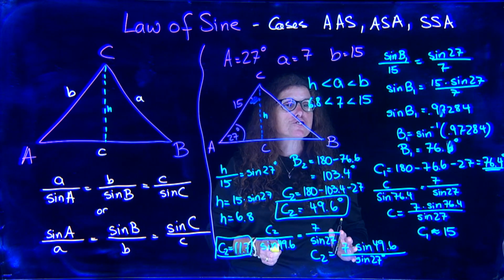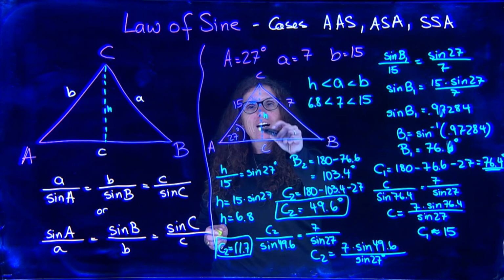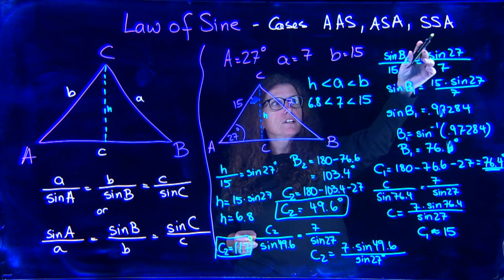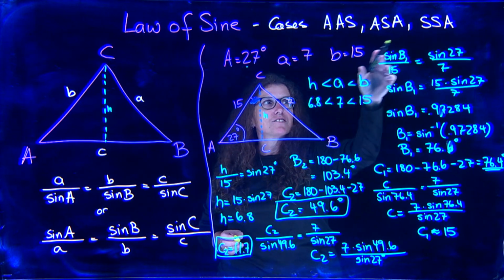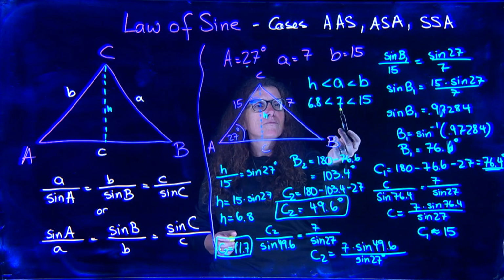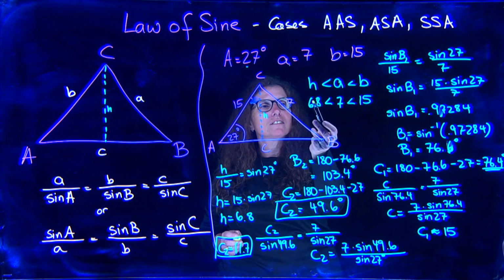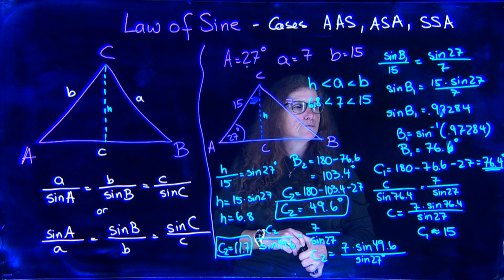So you have to make sure you find the height to see if the relationship that's given to you, side-side-angle here, this only works when you have two sides and an angle. You have to find the height, make sure that A is greater than the height and less than B. That way you get two triangles.